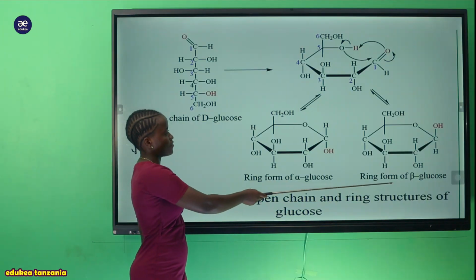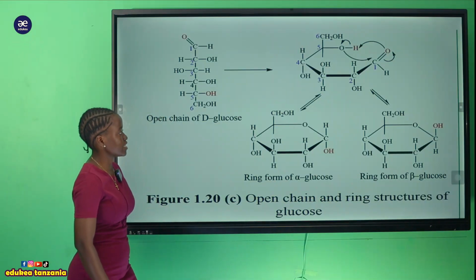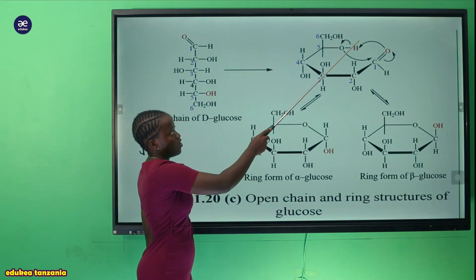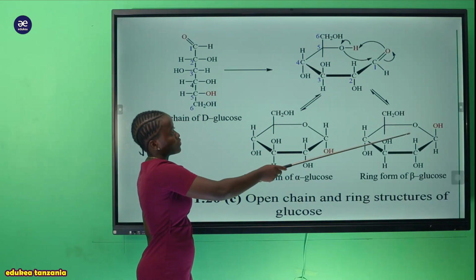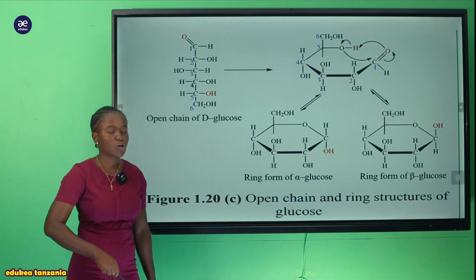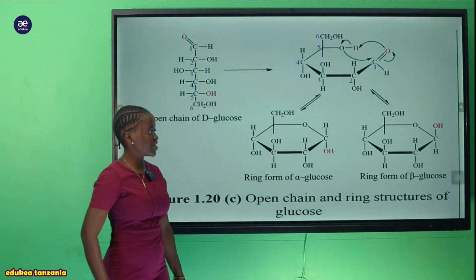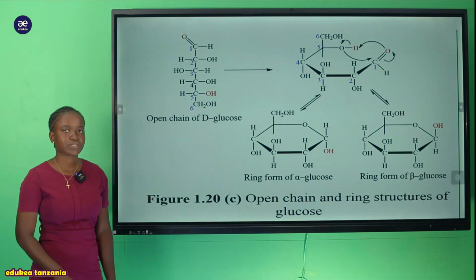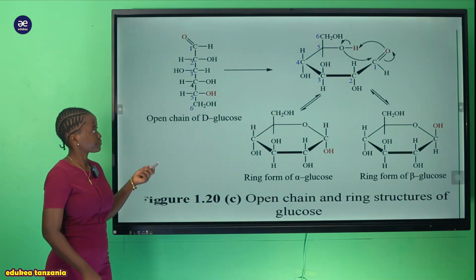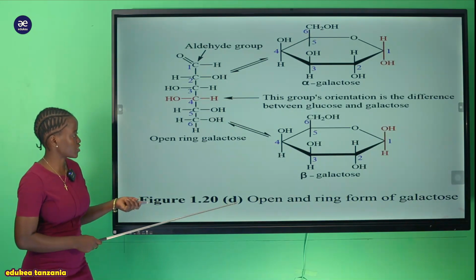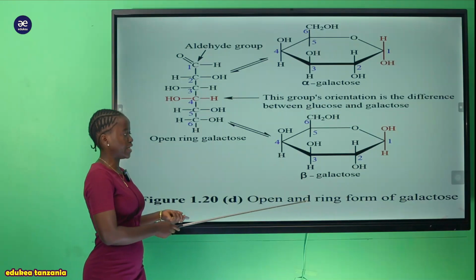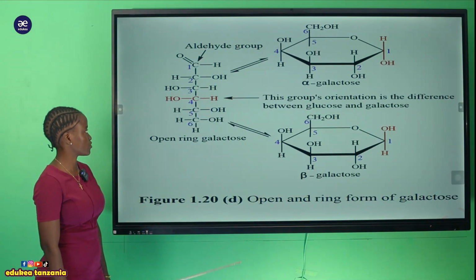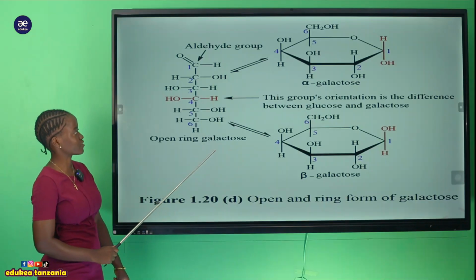But on the ring form of beta glucose, it is quite different since the hydroxyl group tend to orient now on the above of the structure or on the above of a ring, ndio ambayo ina bring about beta glucose. And on this structure now, this is the open ring and ring form of a galactose. So this one is the open ring of galactose.